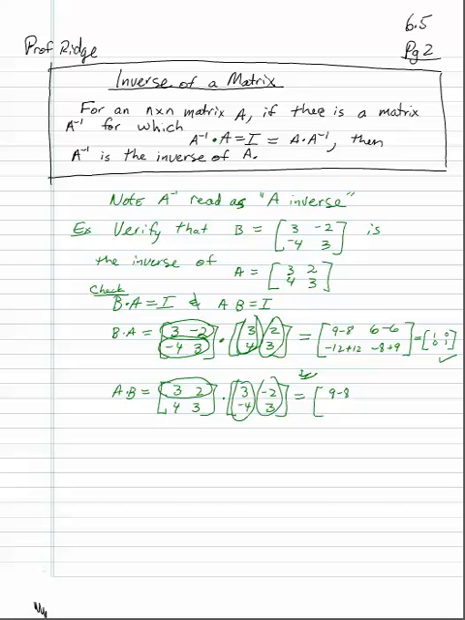Row 1, column 2 would be negative 6 plus 6. Now row 2, column 1 would be 12 minus 12. Row 2, column 2 would be negative 8 plus 9. And we get 1, 0, 0, 1 again, which is I. So yes, B is the inverse. B equals A inverse.